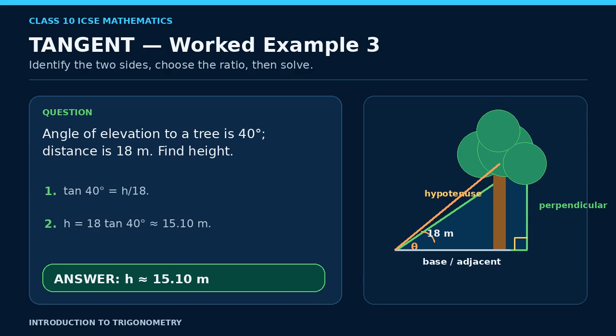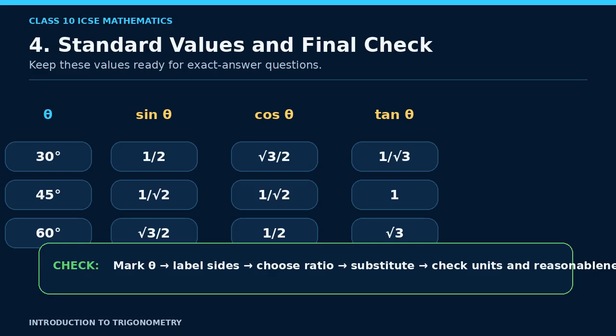Therefore, height equals 18 multiplied by tangent 40 degrees. The height is approximately 15.10 meters. Answer: approximately 15.10 meters. In real applications, remember to state the unit and round only at the final step unless the question tells you otherwise.